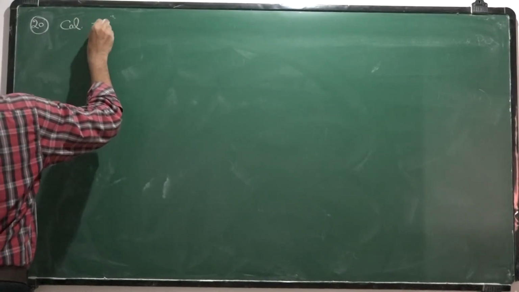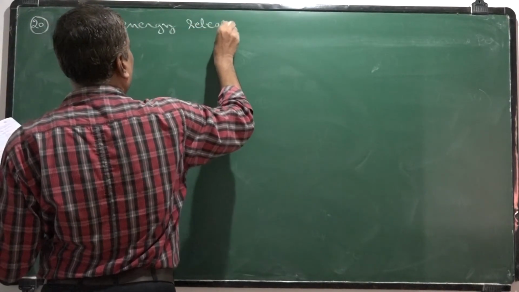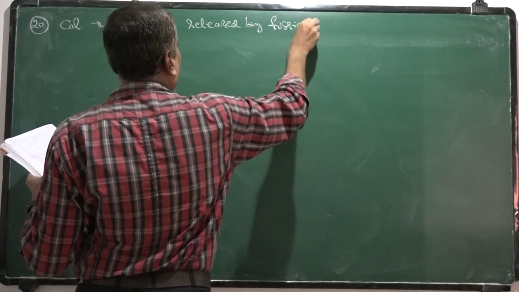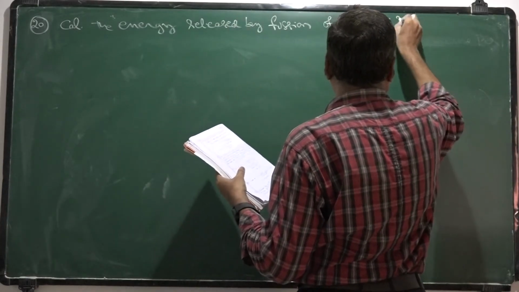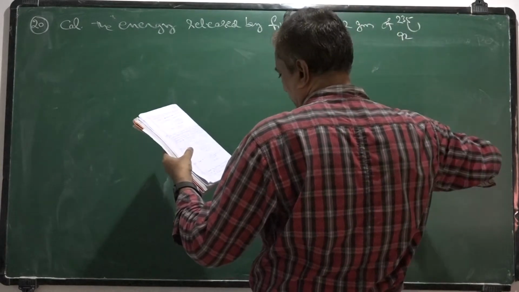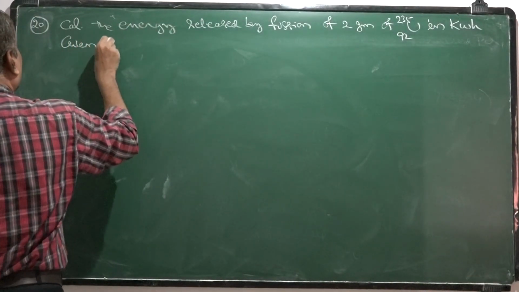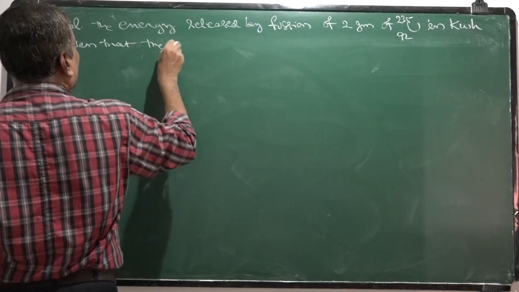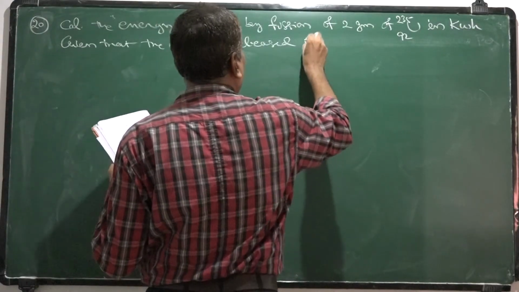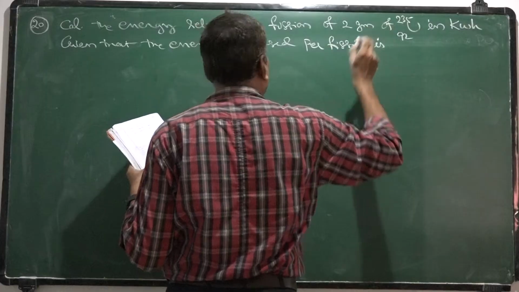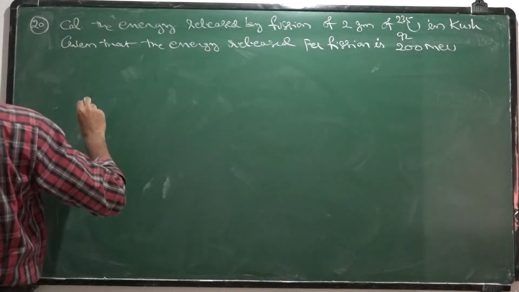Next one, calculate the energy released by fission of 2 gram of uranium-235 (92U235) in kilowatt hour, given that the energy released per fission is 200 million electron volt. Okay.